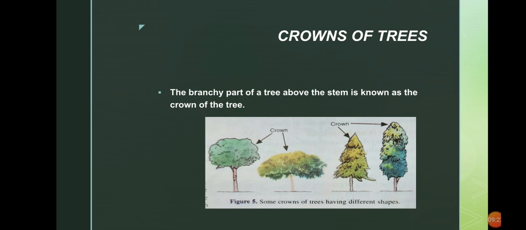So this is all about today's lesson. In our next class, we will be discussing the importance of forests. Thank you, everyone.